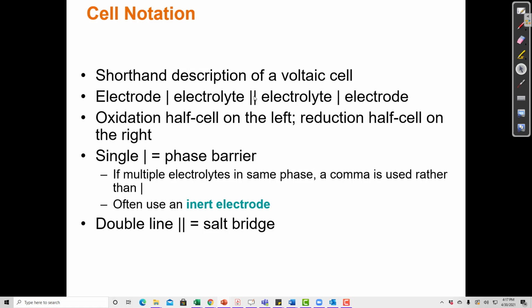The salt bridge is saying that these two compartments are separate. In this compartment over here, the substances might be in different phases but they're still in the same compartment, and that's separated from this compartment over here, where these substances may be in different phases but they're still in the same compartment. So the double line indicates the salt bridge, and it separates the half cells, the oxidation from the reduction half cell.